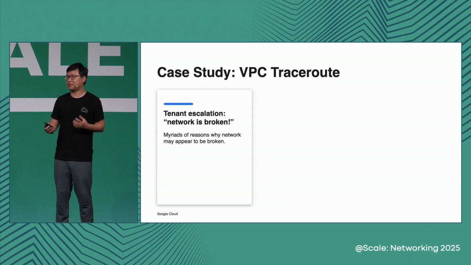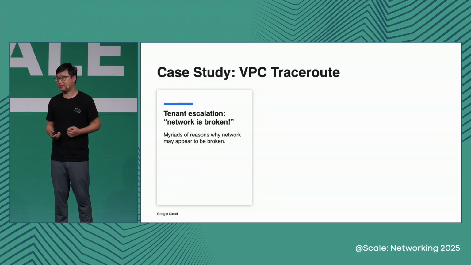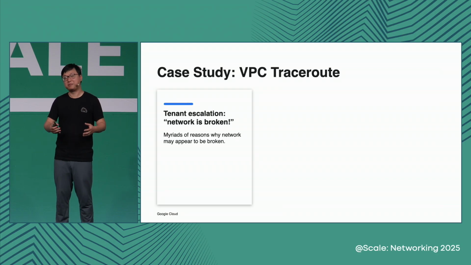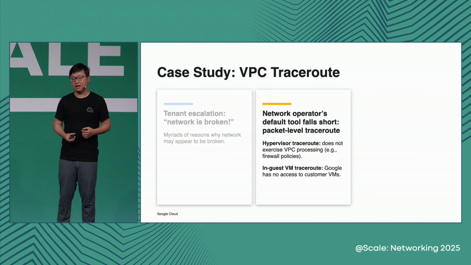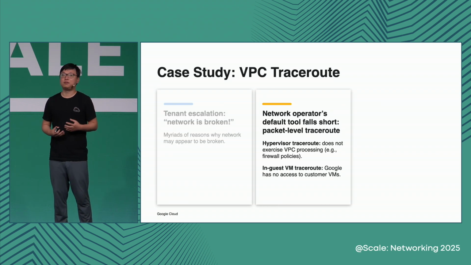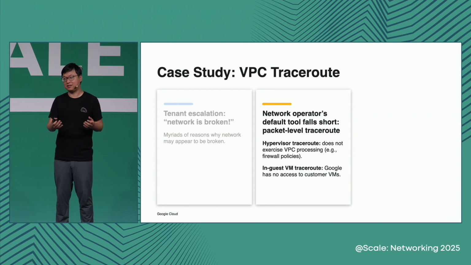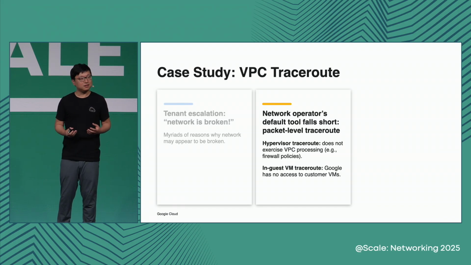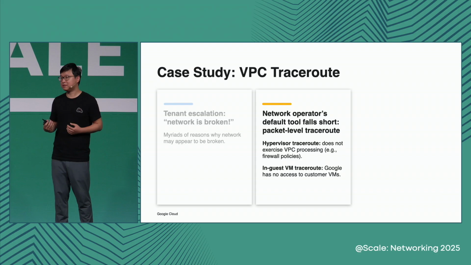Sometimes we get escalations from our tenants: hey, your network is broken. And as we all know, there are a million reasons why the network may appear to be broken. Sometimes it's just not the network. As the network operator, our first job is to tell whether this is a real problem with the network or not. On one hand, we can easily do hypervisor traceroutes, or we can send probes between the hypervisors from one host to another host.